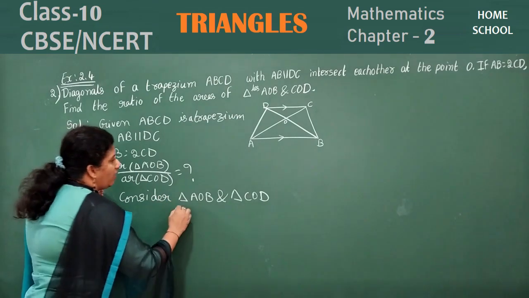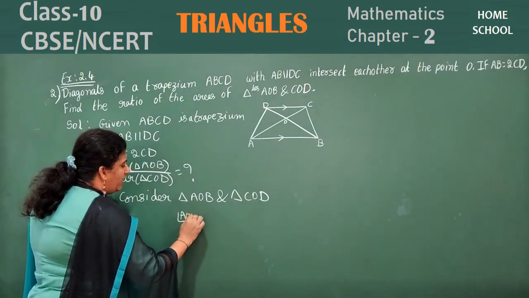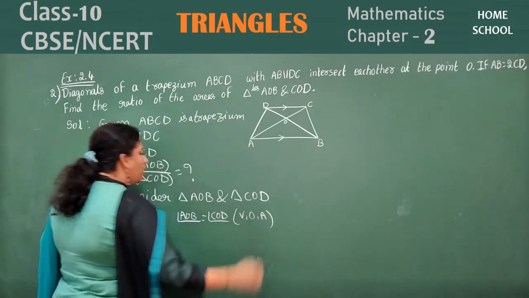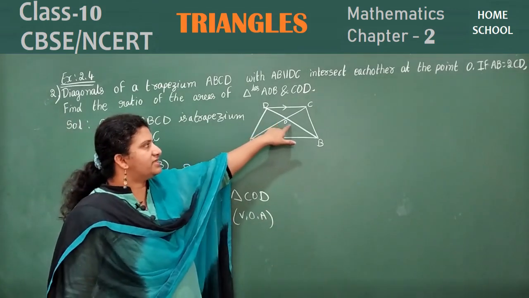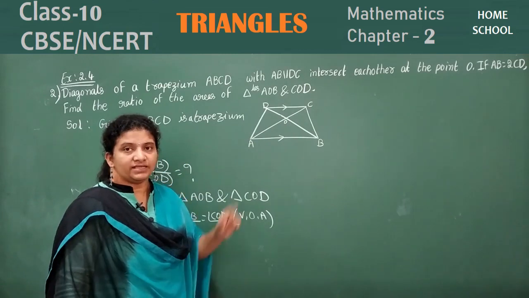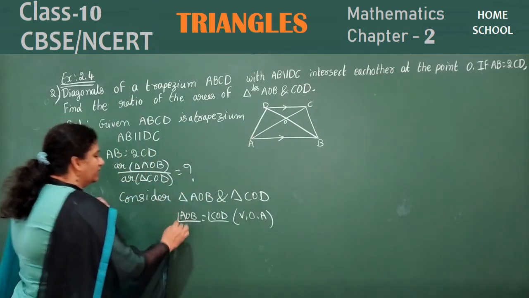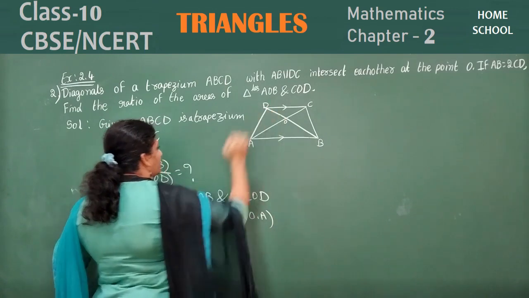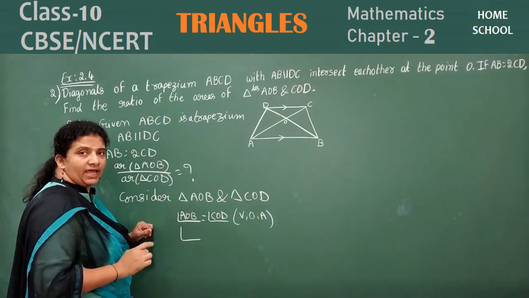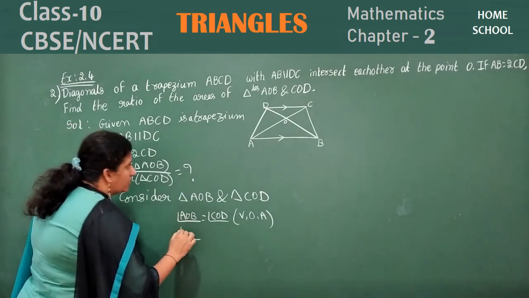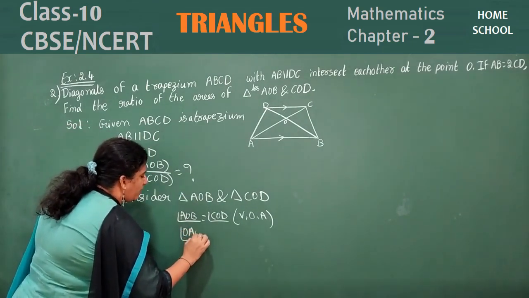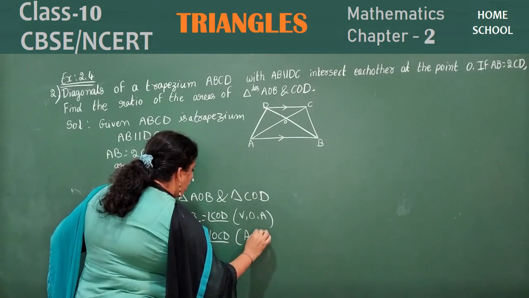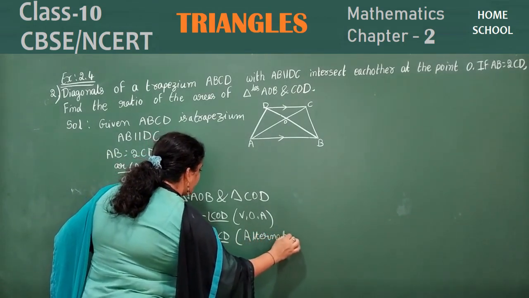So now I can say that angle AOB is equal to angle COD. How, children? What is the reason? Vertically opposite angles. Observe here. This angle is equal to this angle. It is vertically opposite to one another. So next, you can take any angle, children, either this equal to this or this equal to this. How can you say? Alternate angles between two parallel lines. So let me consider here, angle OAB is equal to angle OCD by alternate angles between two parallel lines.